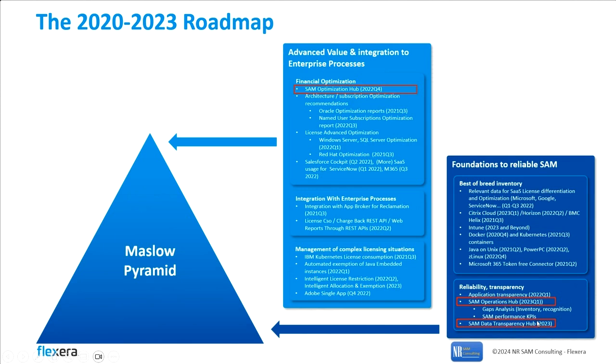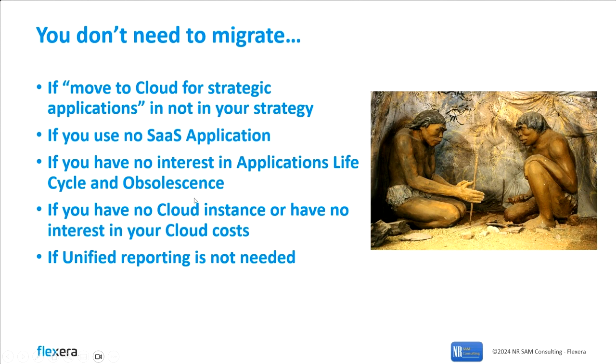Actually, this one was not released. And then, going up the pyramid, you have more and more optimization features. So the SAM optimization hub typically is on top, once you trust the data you have, you can use the optimization and actually save money.